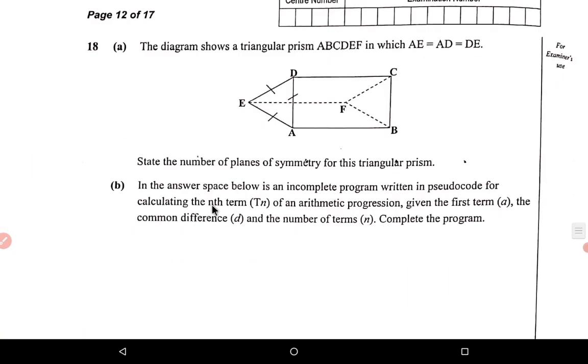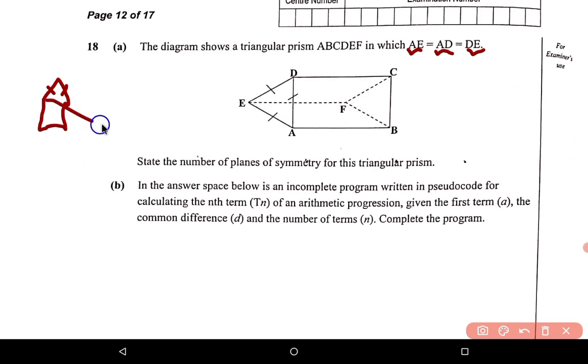So the diagram shows a triangular prism ABCDEF, in which, the key part here, we are told that there are lines that are equal. Okay, we have several lines that are equal: AE, AD, and DE are equal. So it's more like something like this. If you were to visualize it like that, then these sides are equal. So this means that it has an equilateral triangle.